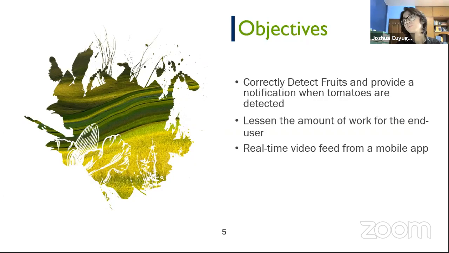Then lessen the amount of work for the end user, since farming does require a lot of tasks and time. It is time consuming because you do need to care for the plants and provide for their needs, and since our study is IoT, we can provide those needs even if the user isn't around to actually tangle with the plants.